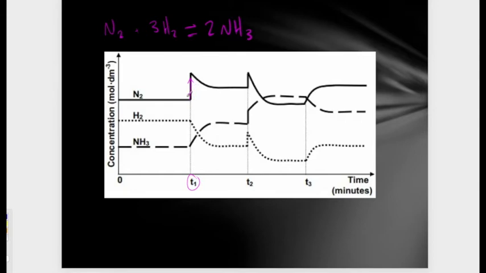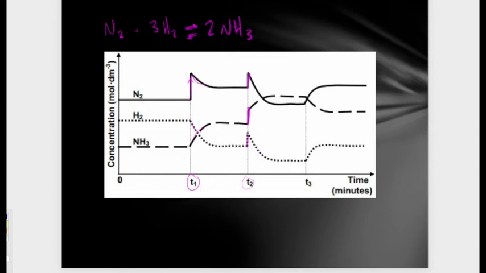And of course, that is going to favor the production of products. I've got to consume more reactants to undo that stressor I just did. And that's what I see. The reactants go down, the products go up. At T2, I have a new equilibrium. This new equilibrium, this time I see all of the concentrations go up.